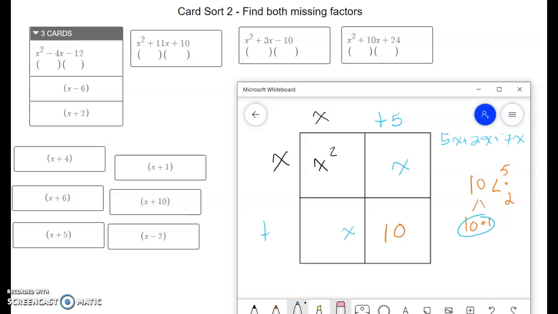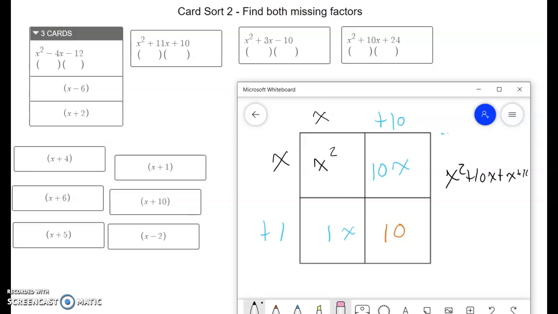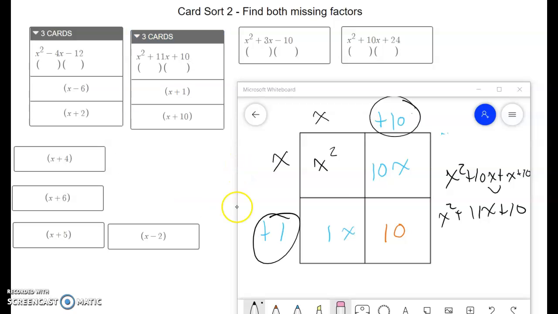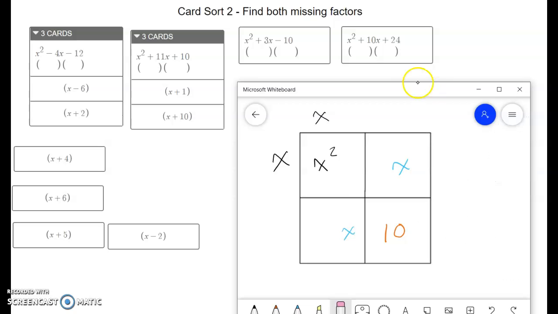So let's try 10 and 1. 10 times x is going to give me 10x, x times 1, that equals 11x. So if I break it out, x squared plus 10x plus x plus 10, that's going to give me 11x plus 10. Wow, this is so cool. We can definitely factor in different ways. So let's make sure we have both a positive 10 and a positive 1, which in this case we do. Sweet. See how this factor box can definitely help us, especially with working backwards.